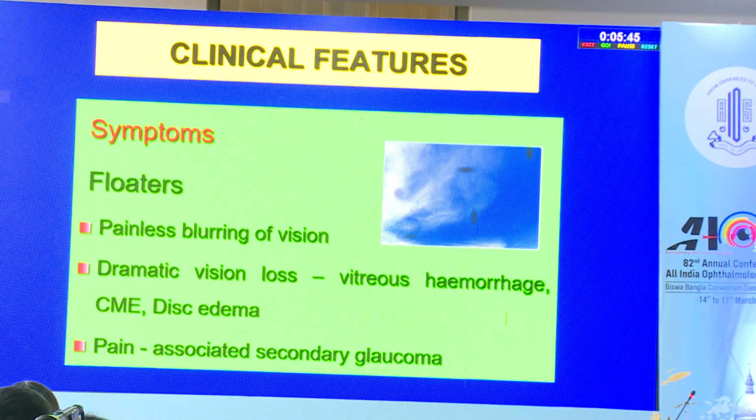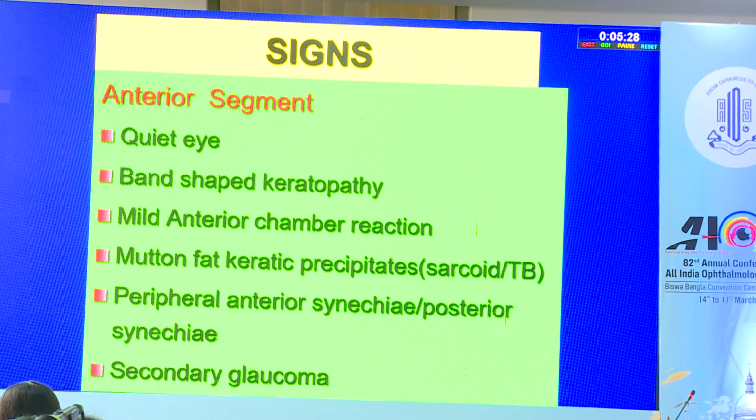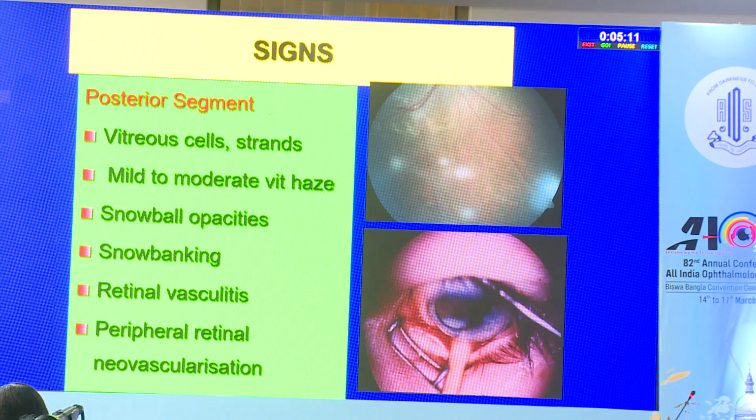Patients with uveitis complaining of floaters, you should look for vitreous cells and exudates, painless blurring of vision. Dramatic vision loss can occur when there is a vitreous hemorrhage, CME, or disc edema, which is rare. Pain can be there when associated with secondary glaucoma. Anterior segment is a quiet eye, often a white eye uveitis. Band-shaped keratopathy in children in particular, mild anterior chamber reaction, mutton fat keratic precipitates you can see in sarcoid and TB, peripheral anterior synechiae, posterior synechiae, secondary glaucoma.